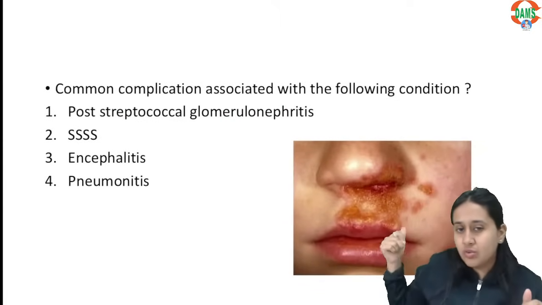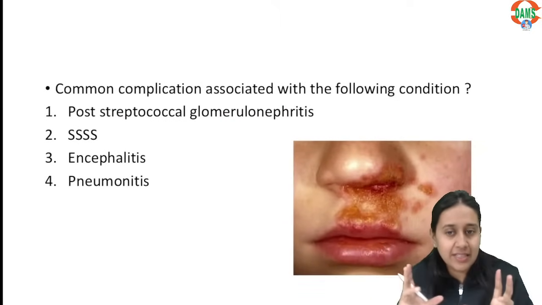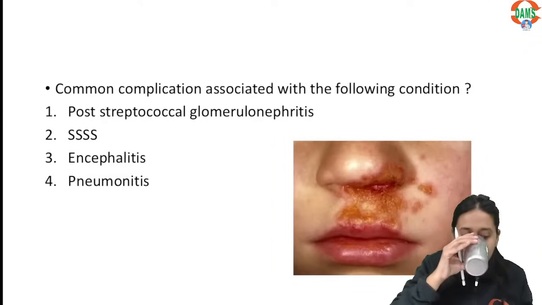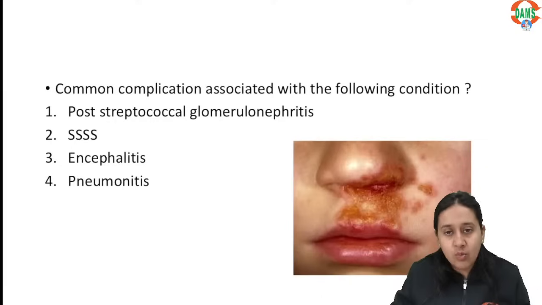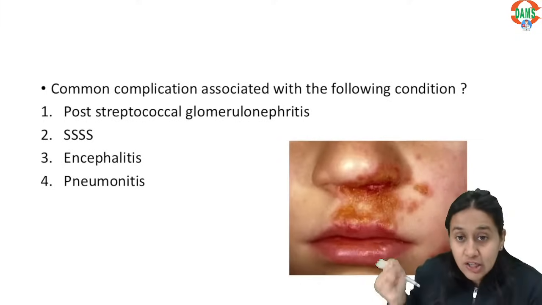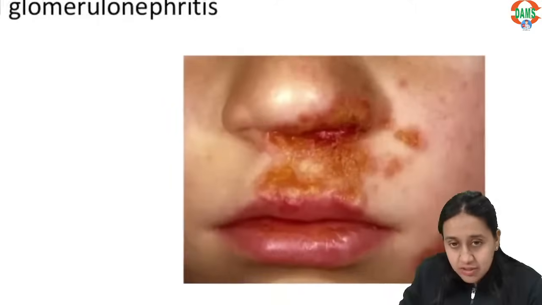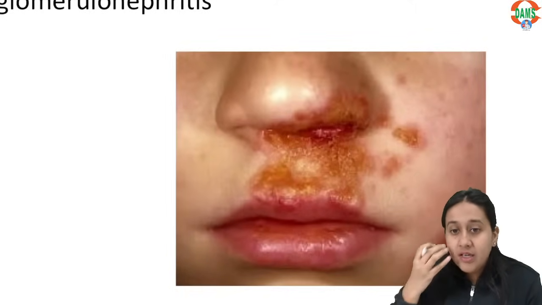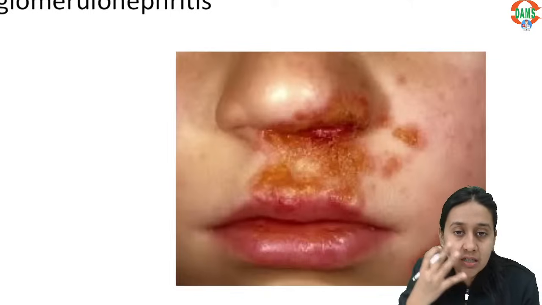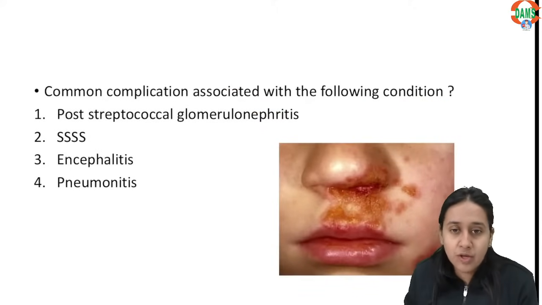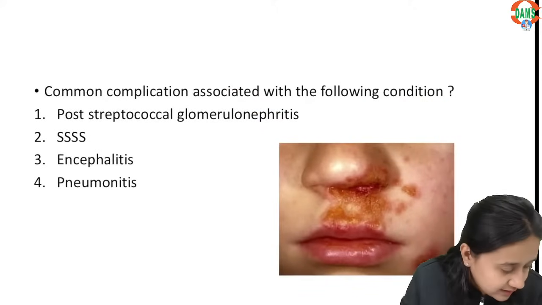Common complication associated with the condition given below. So it's a little tricky question. They have not given you the diagnosis. What should be the answer? They have not given me the diagnosis here. So can you tell me, just looking at this picture, a patient looking like a child with a yellowish honey colored crust on the face, exposed area of the body, what could be the diagnosis here? Anyone?